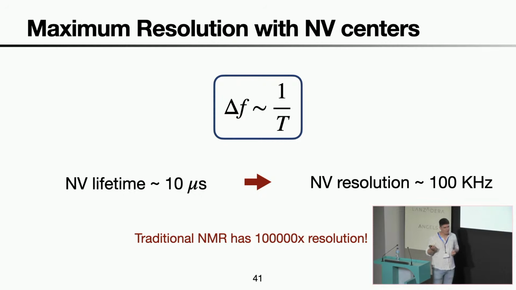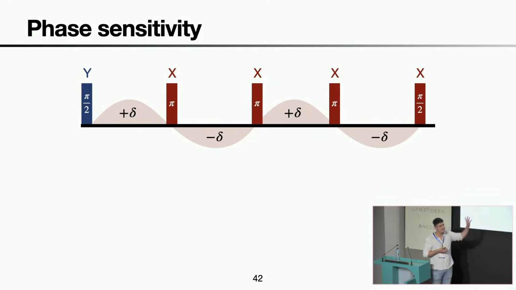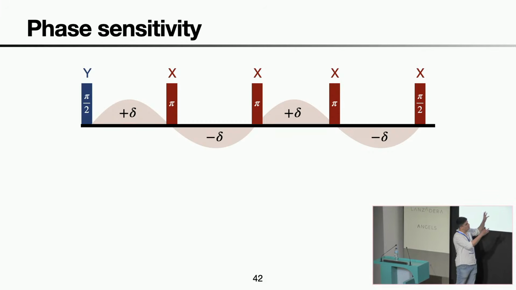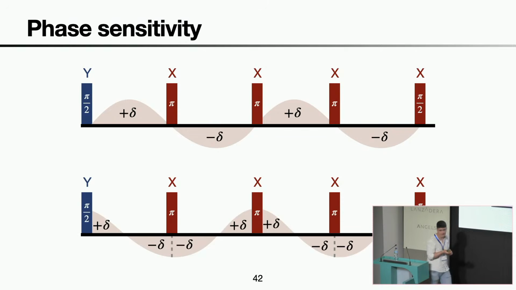And the trick is the following. Let's revisit our CPMG. I told you it's sensitive to frequency. This is, if the frequency is not matching exactly, it's not going to work. But it's also sensitive to something else. It's also sensitive to phase. This is exactly the same frequency, but now it's a cosine instead of a sine.